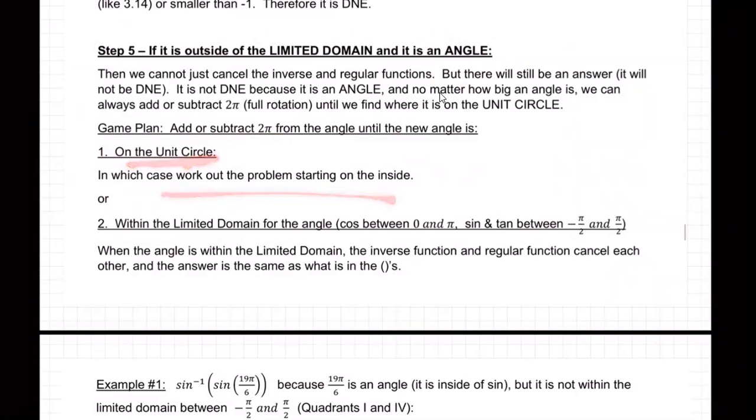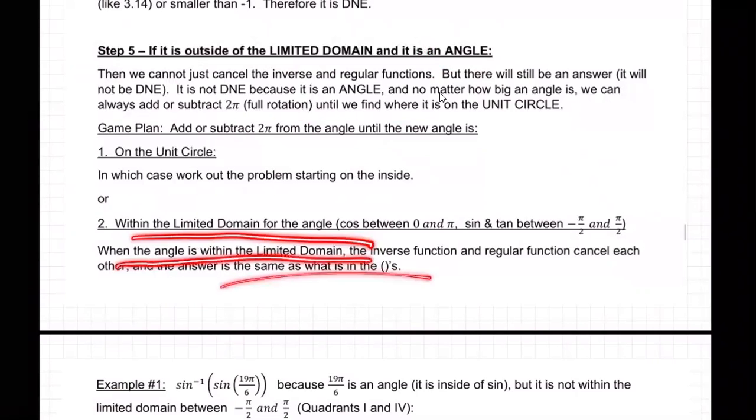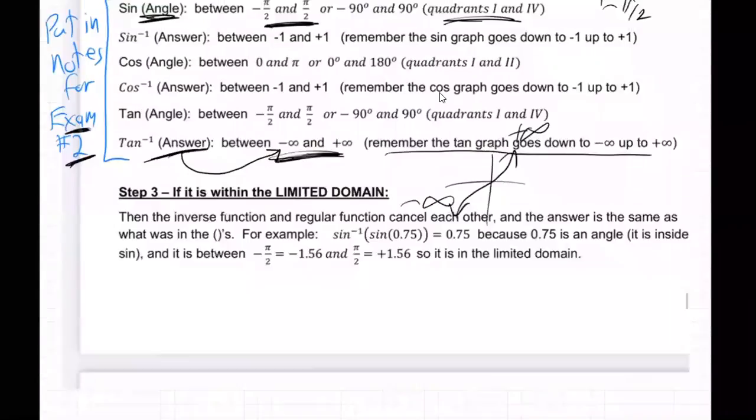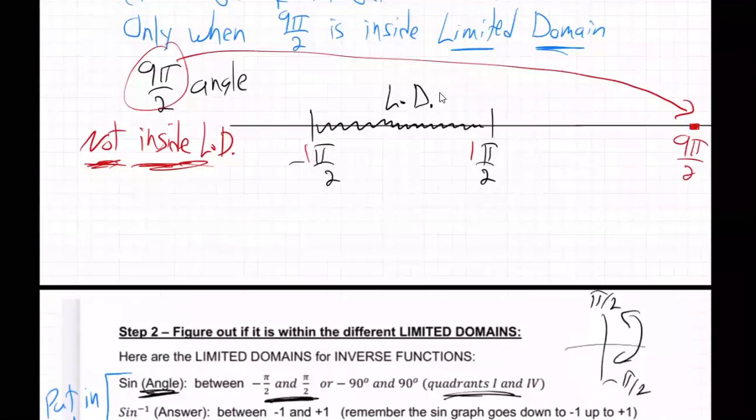If it suddenly gets back into the limited domain, that's super good news, which is what we're going to see on this one. You just cancel it out then. Remember, when it's in the limited domain, it's cancel, cancel, game over. So that's the deal. You add or subtract 2 pi until one of those two things happens, until it's back on the unit circle or back within the limited domain. And either way, you can finish the problem. So that's what we do. I hope this is more clear.